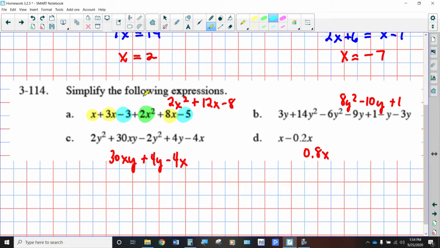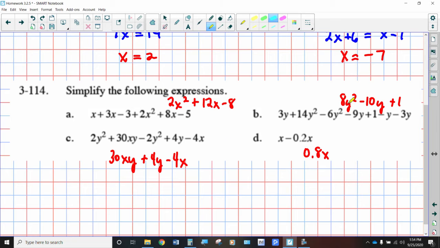So there's 4x's plus 8x's gives you 12x's. And then -3 and -5 make -8. So we took a 1, 2, 3, 4, 5, 6 term expression and simplified it down to 3 terms where every term is represented once, right? You got your x term, your x squared term, and your constant term.